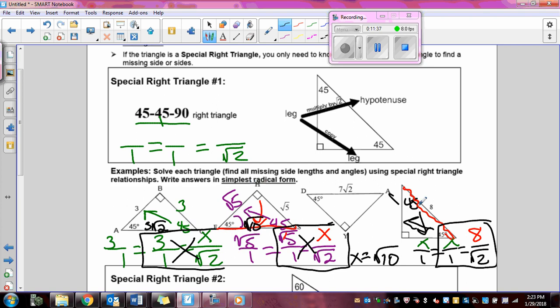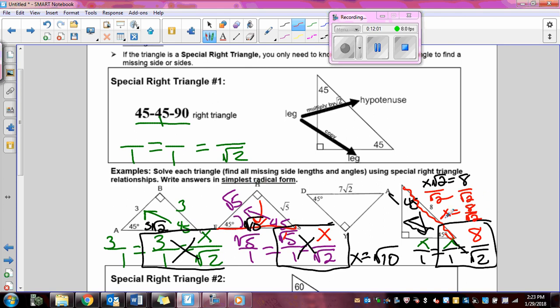And I'm going to cross multiply. X times the square root of 2 is x square root of 2 equals 1 times 8 is 8. And now I'm going to divide by the square root of 2 because I'm trying to get x by itself and they're multiplied together. So when I divide by the square root of 2, I'm going to get x equals 8 over square root of 2.